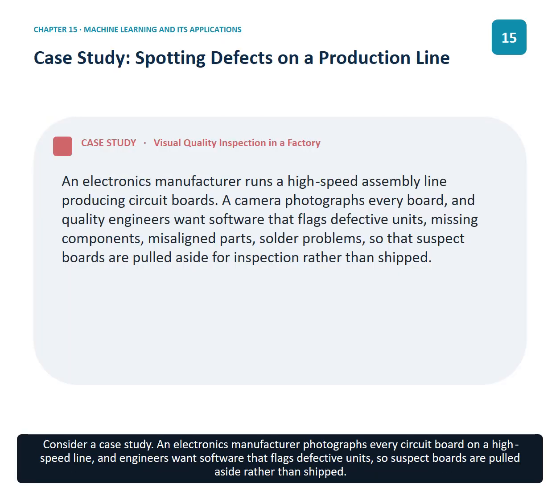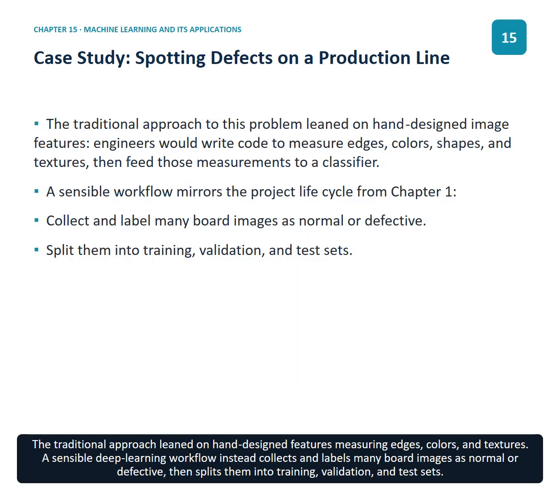Consider a case study. An electronics manufacturer photographs every circuit board on a high-speed line, and engineers want software that flags defective units, so suspect boards are pulled aside rather than shipped. The traditional approach leaned on hand-designed features measuring edges, colors, and textures. A sensible deep learning workflow instead collects and labels many board images as normal or defective, then splits them into training, validation, and test sets.